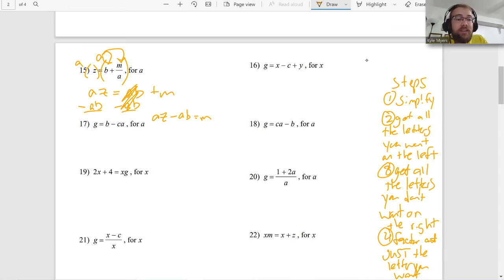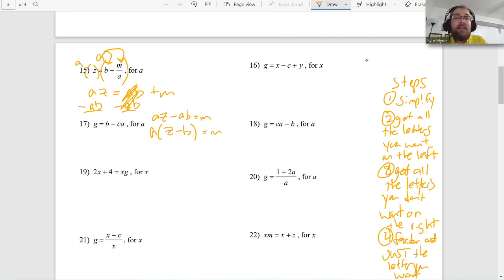Then step four, factor out just the letter you want. And I'm saying it like that because sometimes you can factor out more than just the letter you need to solve. If you can, that's great. You've been conditioned to factor out the greatest common factor. Don't factor out the greatest common factor. That's not what you want to do. You want to just factor out what you need, okay? Laser focus here.